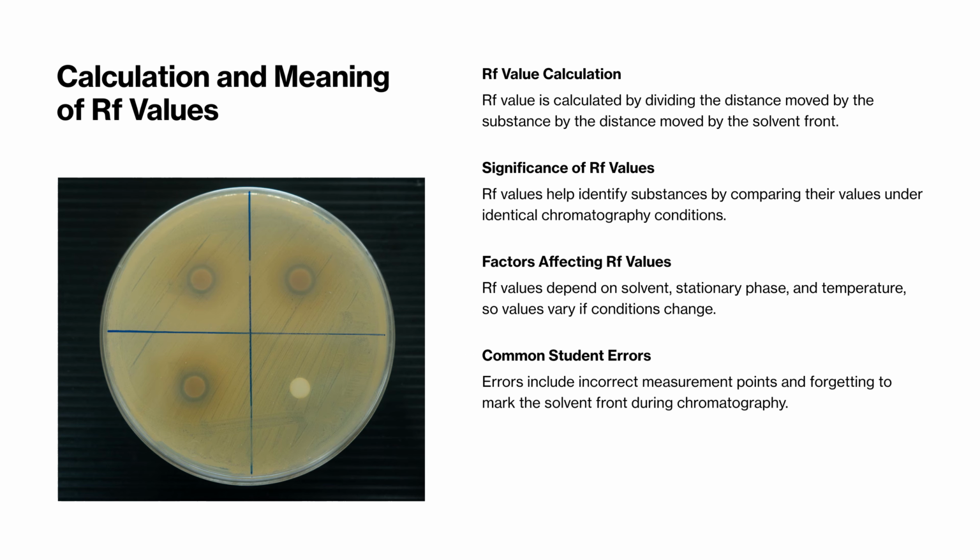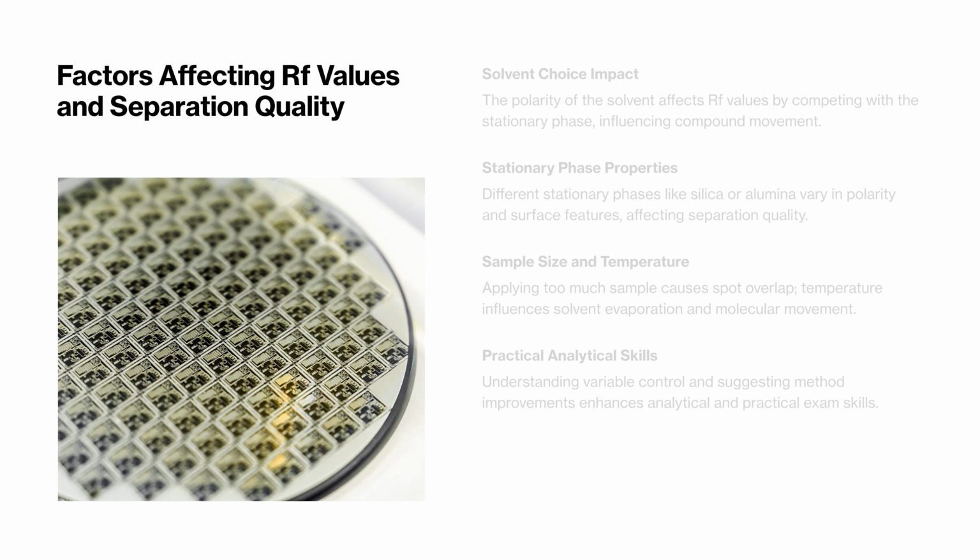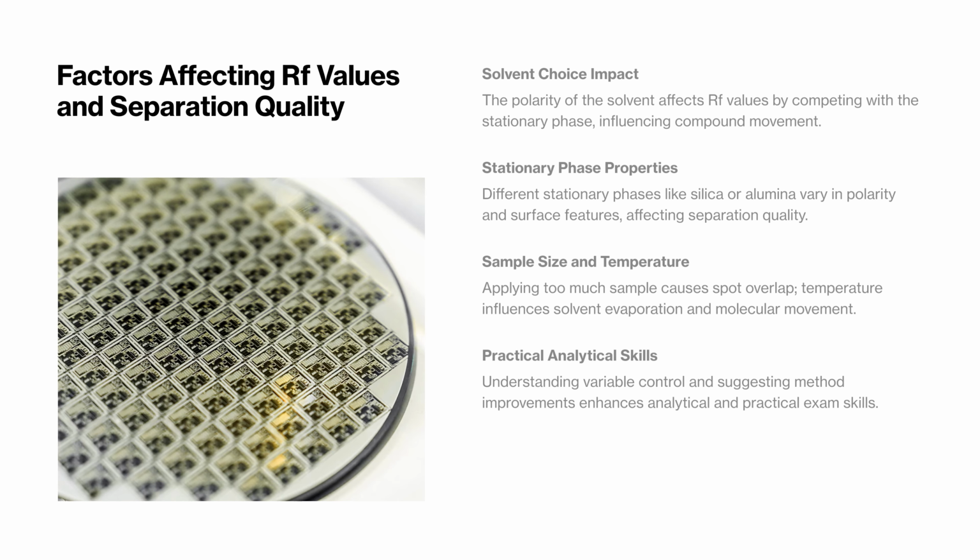This means RF values can only be compared if the chromatography has been carried out under identical conditions. In practice, unknown substances are identified by comparing their RF values with those of known standards on the same plate. A higher RF value indicates that the substance is more soluble in the mobile phase or less strongly attracted to the stationary phase. Several experimental factors influence RF values and the quality of separation achieved in thin-layer chromatography.